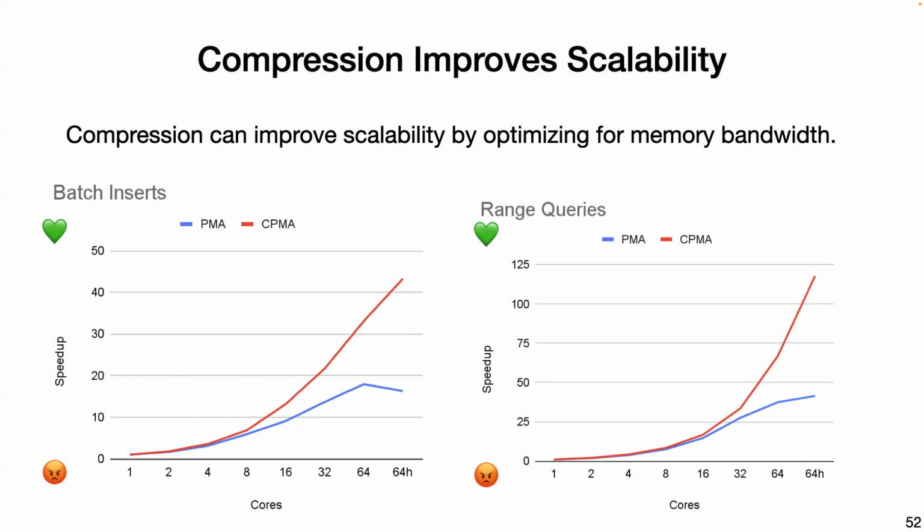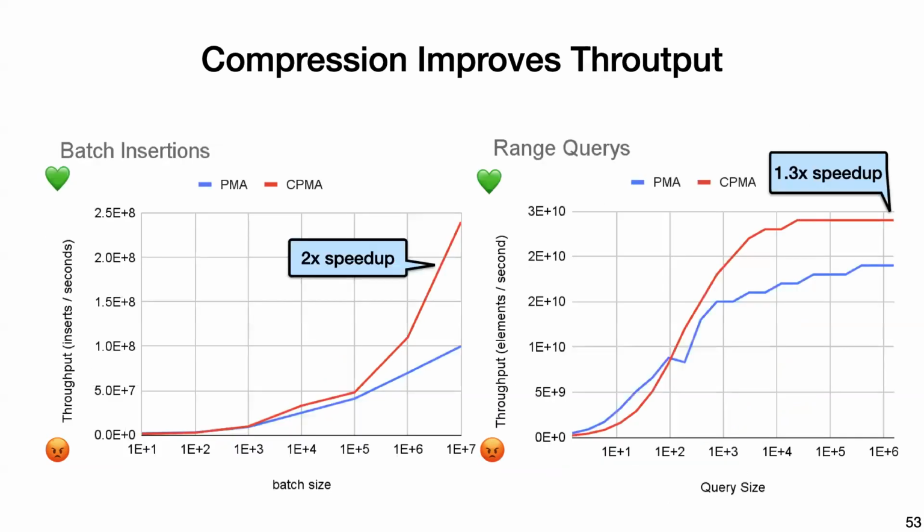Oh, what's 64H? 64 hyperthreads. Oh, the left one is batch inserts. The right one is range queries. Range queries are just like give me all elements between X and Y. So it's like a search plus a scan. Yeah. The compression also improves the throughput. This is just throughput. Red is compressed. It's a little bit higher.